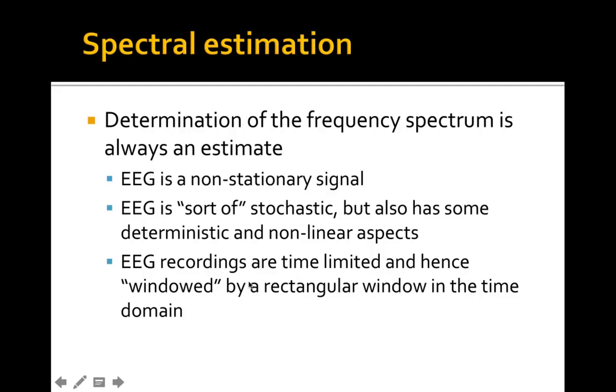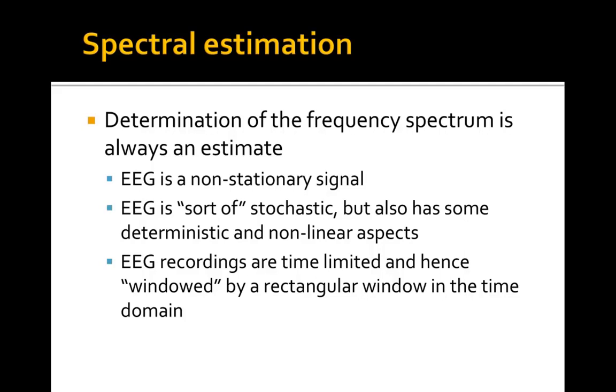You also need to know that the EEG is sort of stochastic. So, what is stochastic? A stochastic signal is basically one whose properties are probabilistic, and the parameters can typically be modeled as having a normal distribution. And so statistical models would represent a stochastic signal well.